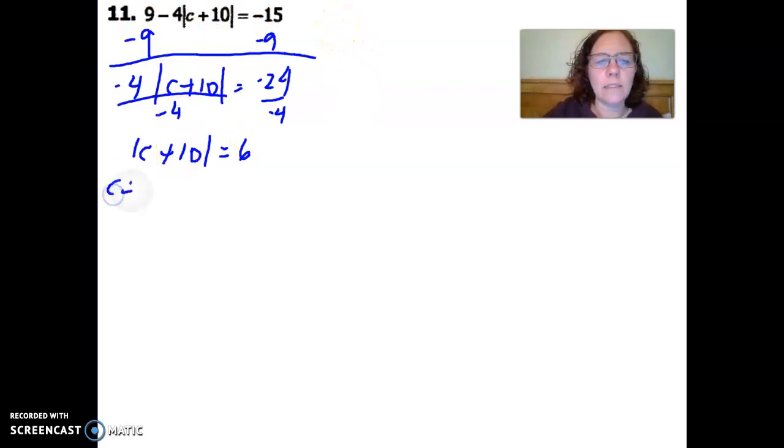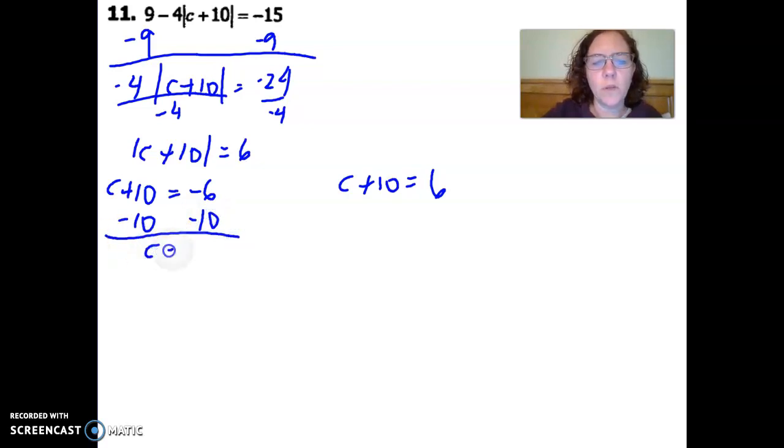All right, let's set 6 plus 10 equal to negative 6 because I could have moved 6 units to the left. And let's set 6 plus 10 equal to positive 6 because I could have moved 6 units to the right. All right, so I'll subtract 10. My first possible answer, C equals negative 16. Then I'll subtract 10 here. And my next possible answer, C equals negative 4.